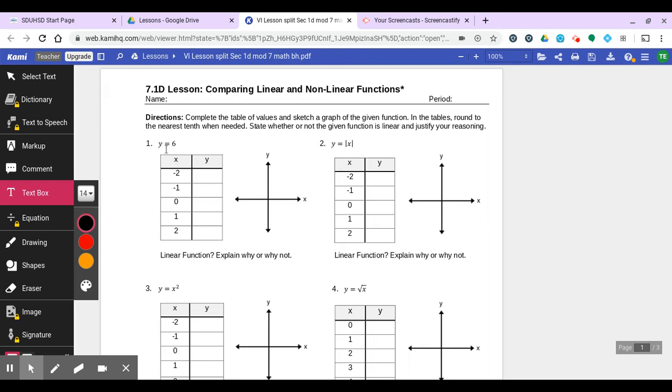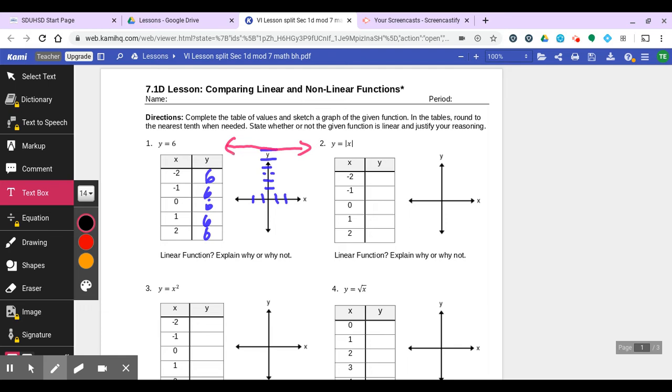Here we should recognize this already as a line. This says no matter what x is, y is 6. So in our table, we have a 6, and we go ahead and graph it. On our grid, we have to go out to 2 and up to 6. And then no matter what x is, y is 6, so it is a horizontal line.